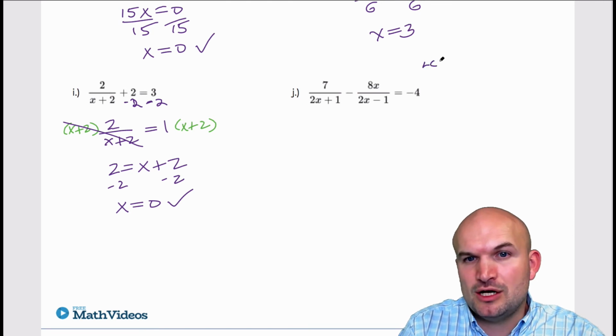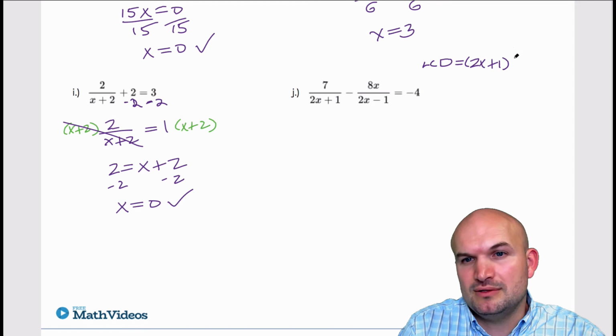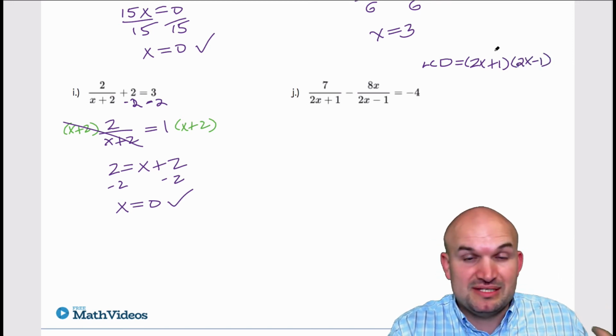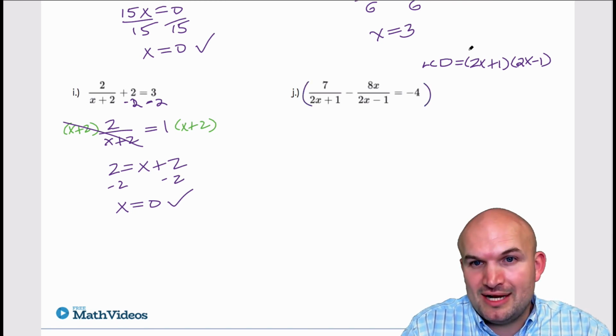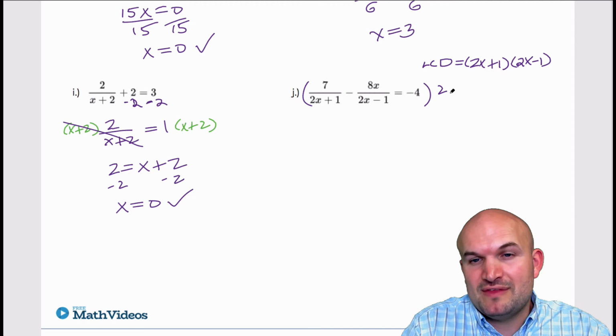So I'm not going to write it all the way out. I'm just going to write it as the product. 2x plus 1 times 2x minus 1. So basically the product of them is always going to give us our LCD. And again, if I want to get rid of them in the denominator, I'm just going to multiply everything times the LCD.